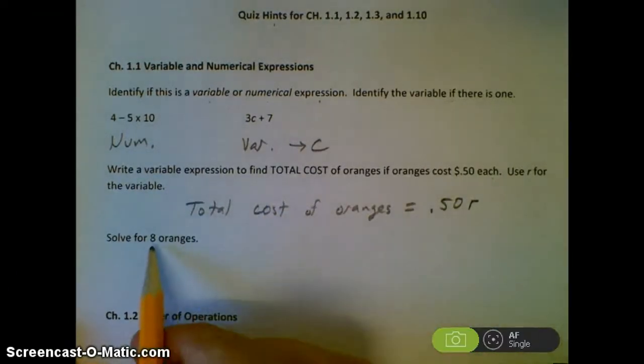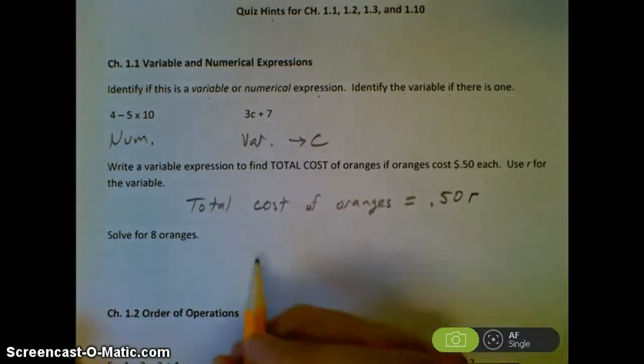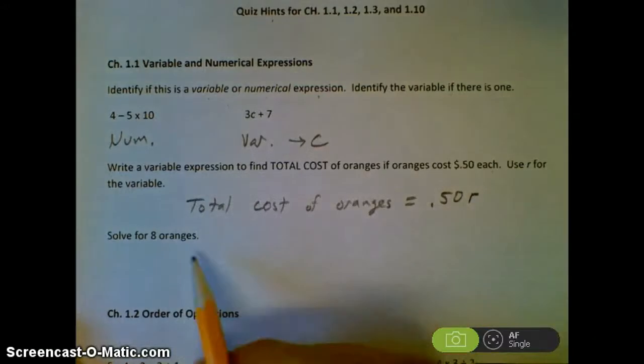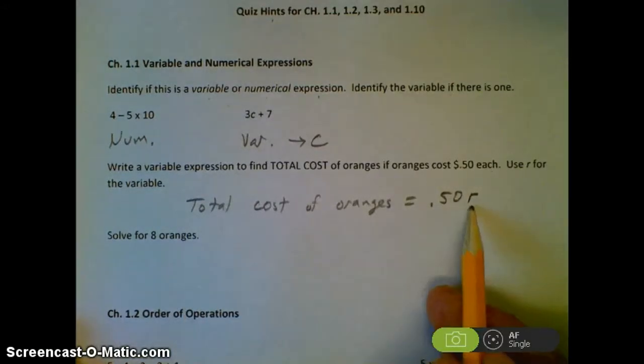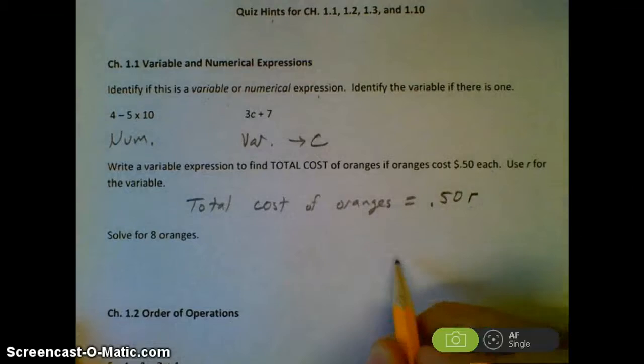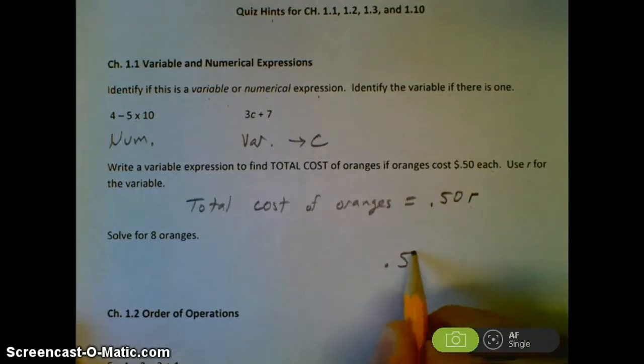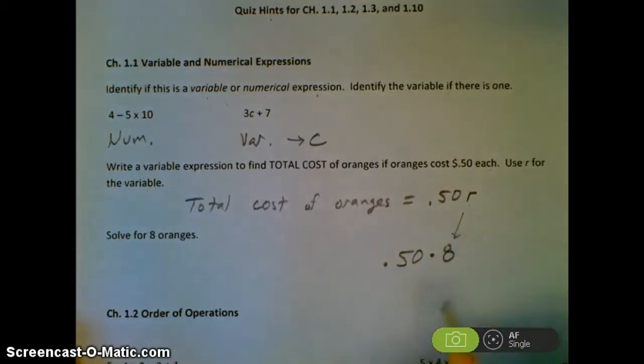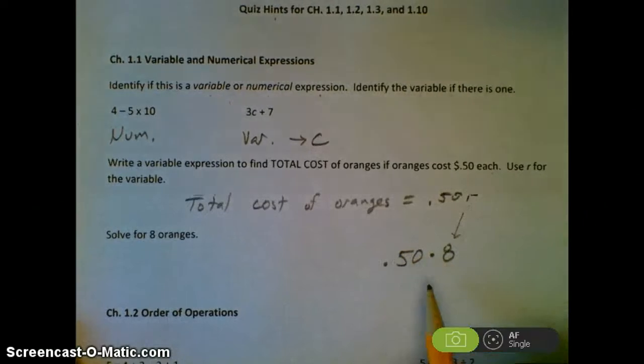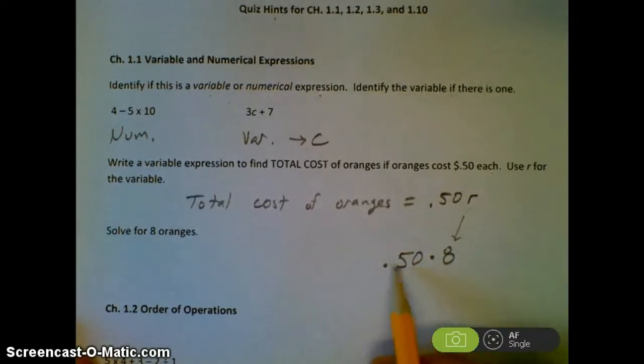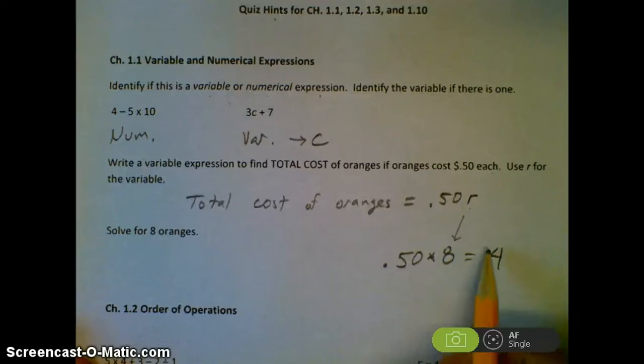So now I'm told to solve for 8 oranges. I've already got my variable expression. Now I'm changing it to a numerical expression because I'm given the number to replace R with. So the total cost of my oranges would be 0.50 times 8. Just plugging that one in, evaluating the expression. And 0.50 times 8 is 4. That means $4. That's the total cost of my oranges.